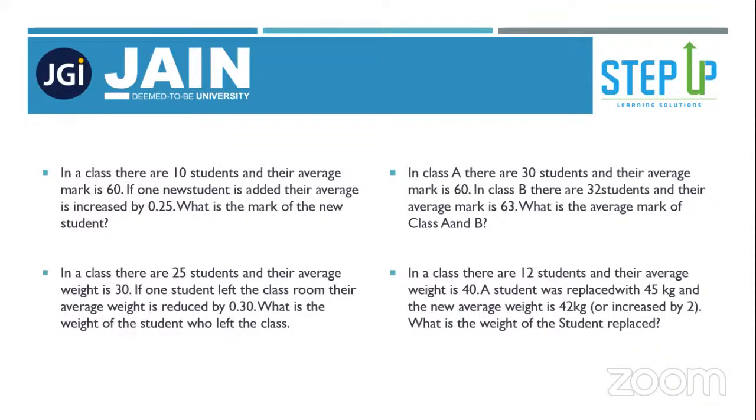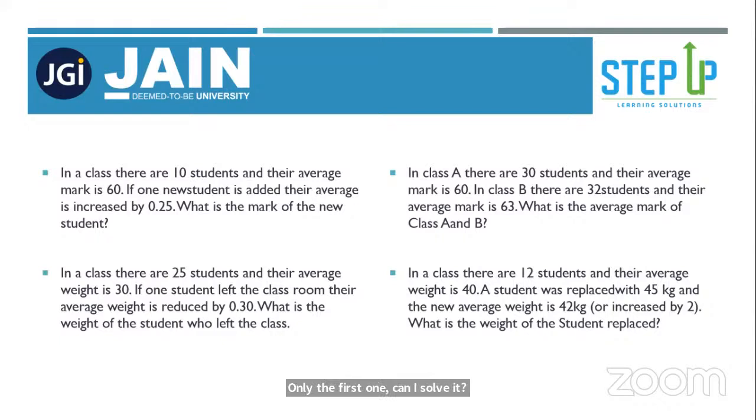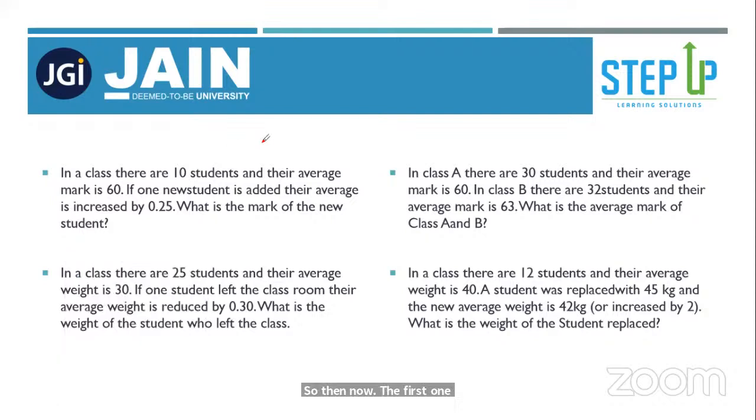Okay, shall I solve it? Only the first one. So now the first one, I will just write the values on the next screen and I'll explain how to do it in 3 ways. 10 students, their average mark is 60. If one new student is added, the average is increased by 0.25. What is the mark?